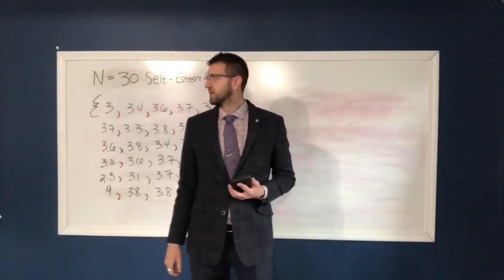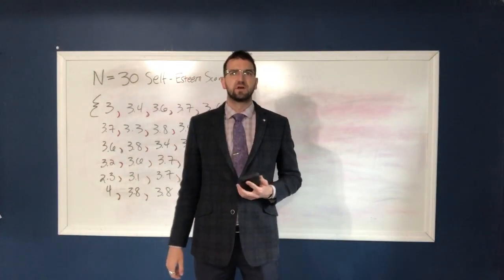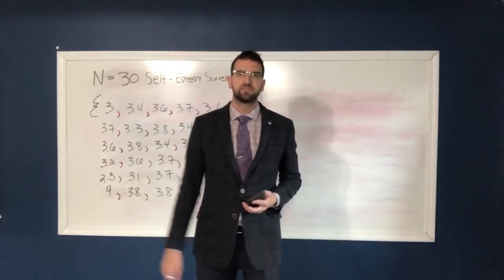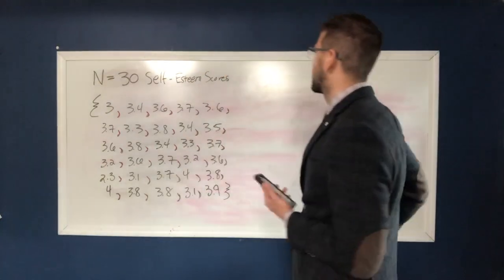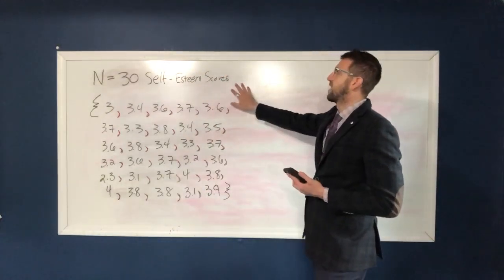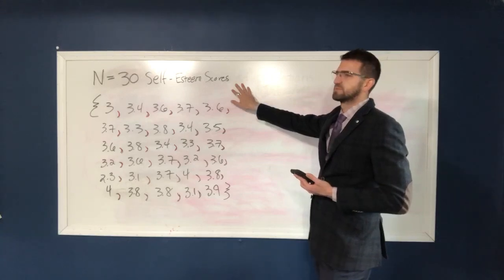Okay, welcome back. So today we're going to talk about chapter 2, and chapter 2 is simply frequency. So as you can see on the board, there are 30 self-esteem scores.